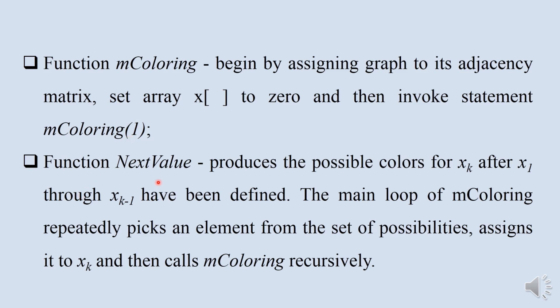Coming to the function NextValue. This function produces the possible colors for the kth vertex, given by x of k. Now this color will be chosen for x of k only after its previous vertices have been assigned the colors, so after x1 through x of k minus 1 have been defined. The main loop of the mColoring function will pick an element from the set of possibilities, assign it to x of k and then call the mColoring recursively.